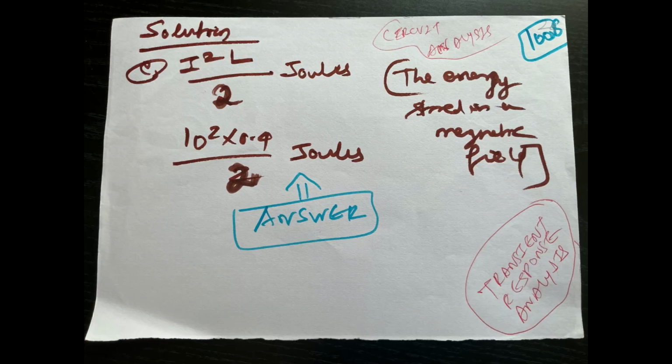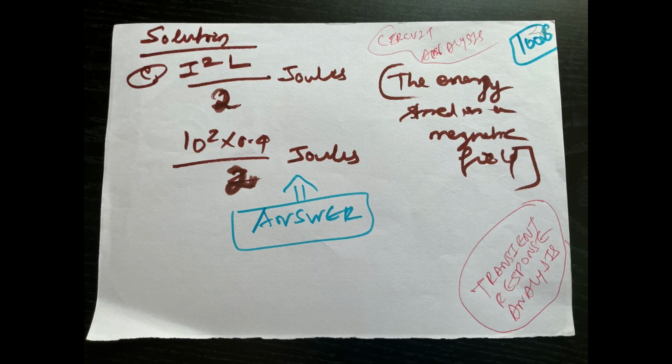The question asks for the energy stored in the magnetic field in joules. The formula is I squared L divided by 2 joules. That is the formula for energy stored in the magnetic field. Put the I value: I is 10, the steady state current. So 10 squared into L, 0.4 henry, divided by 2. We obtain the answer for the energy stored in the magnetic field in joules. The formula is I squared L divided by 2 joules.